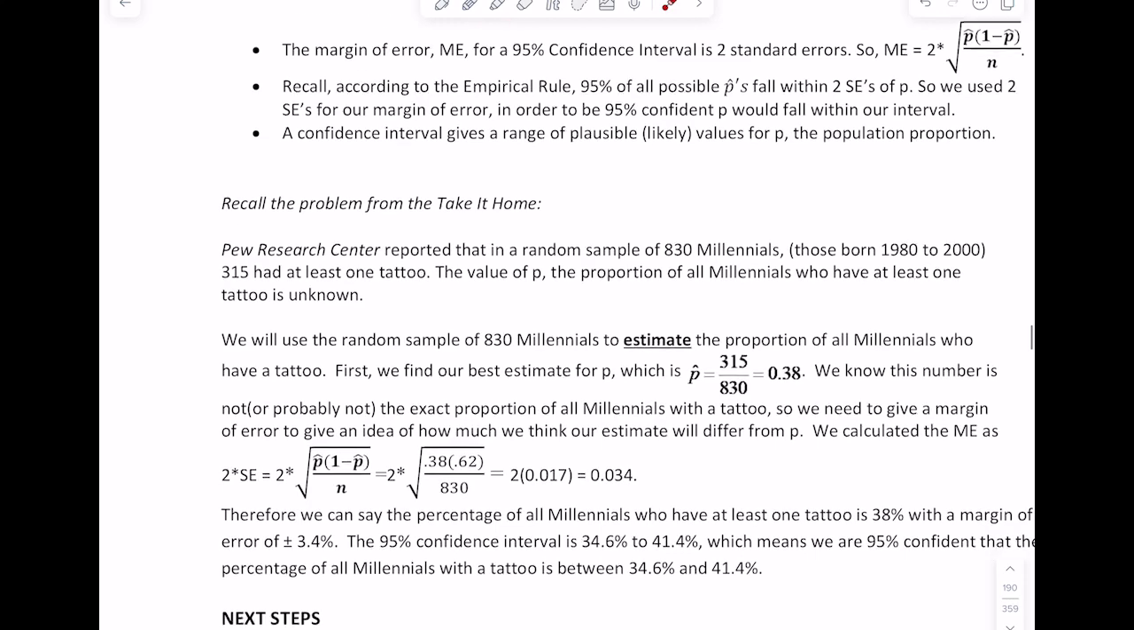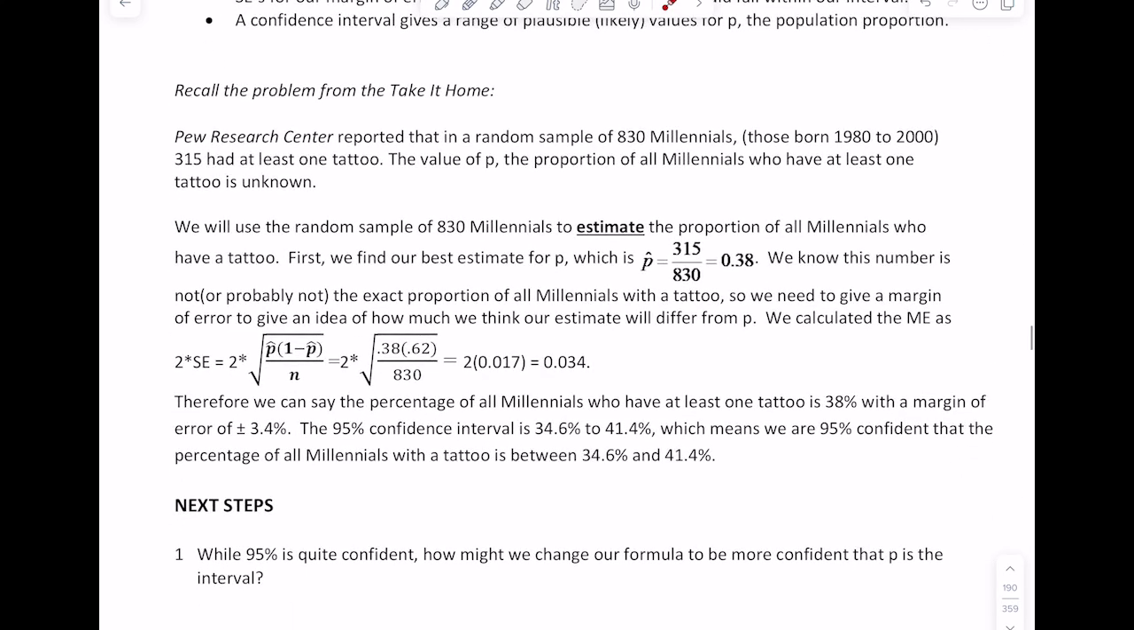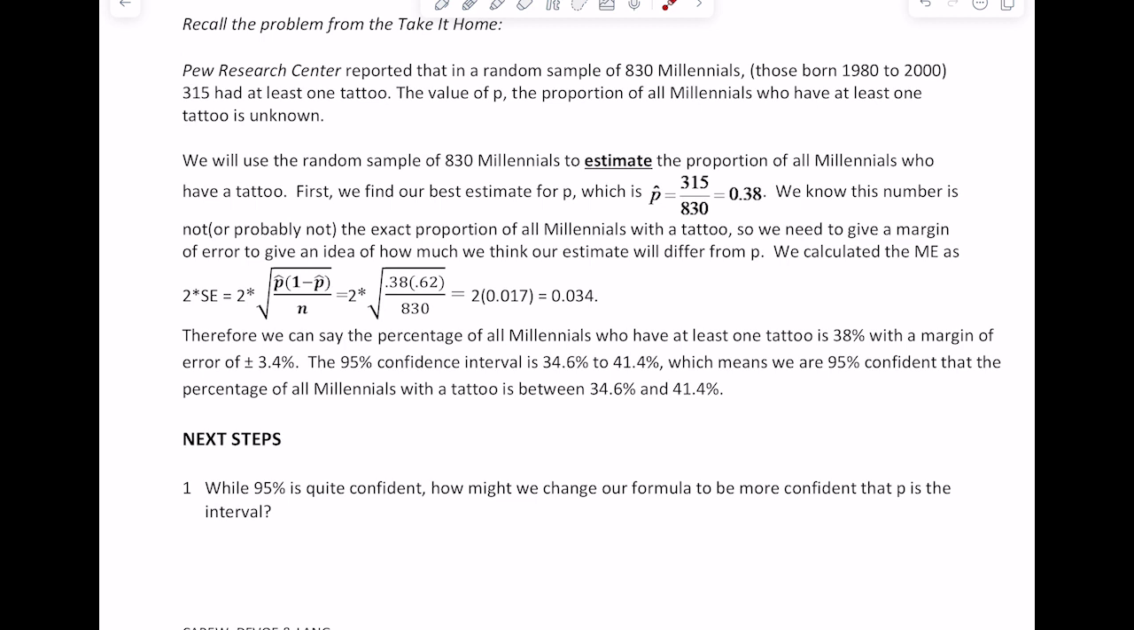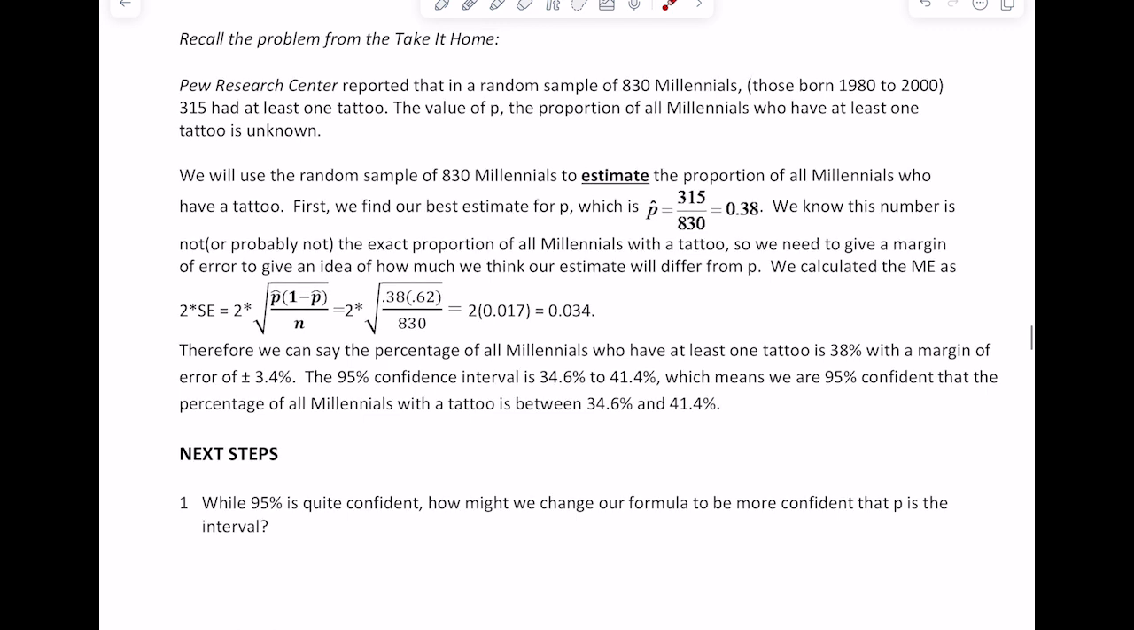So let's say, though, that we want to become more confident. Instead of 95%, let's say we want to become 99.7% confident. If you'll recall, we are going to take our formula and in place of this 2, 99.7% tells us that we would want to be 3 standard errors outside of the mean.